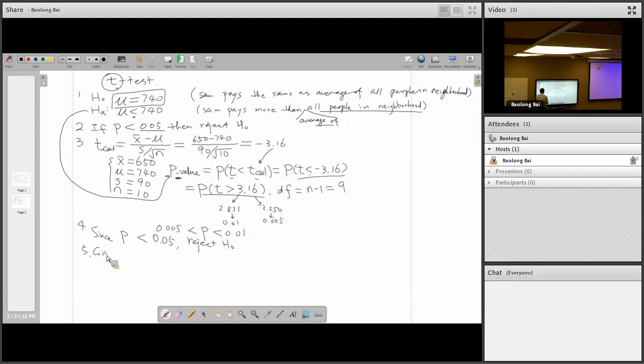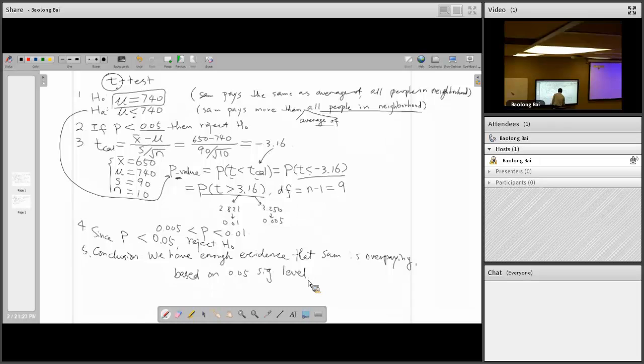So now the last step, we need to write a conclusion. We're going to say we have enough evidence that Sam pays more than the average of the whole neighborhood, right? So that means we have enough evidence that Sam pays more. That means Sam is overpaid. And this conclusion is based on a 0.05 type 1 error rate or significance level. So that means we have a 5% chance that our statement is wrong. Right? But we have a 95% chance that the statement is correct.